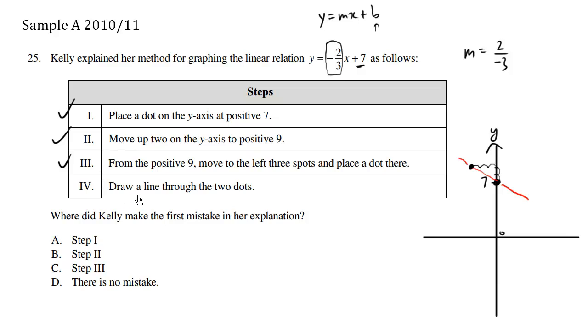Step 4: draw a line through the 2 dots, and that's what we just did. So all the steps are correct. There is no mistake. Now for questions like this, when we have a slope, keep in mind that for this example, we can go up and then to the left, or we can still have the same slope by going right and down. There's more than one way to sketch a graph.